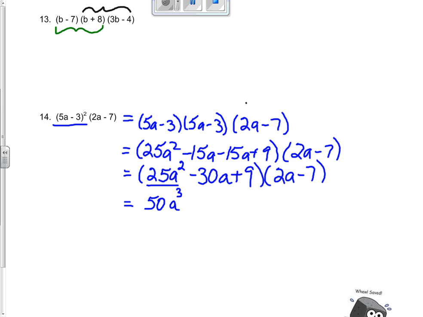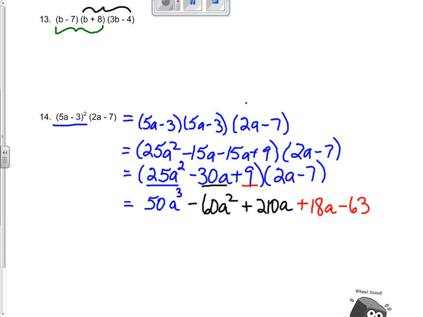Then I make sure that I multiply the minus 30a by both things in the second bracket. I will get minus 60a squared. Minus 30a times minus 7 is positive 210a. Then I make sure I multiply 9 by both things in the second bracket. I have positive 18a minus 63.